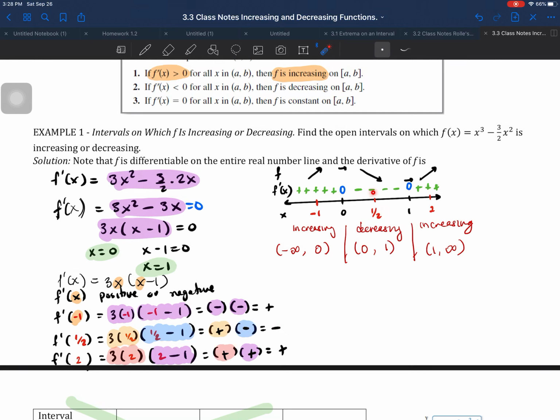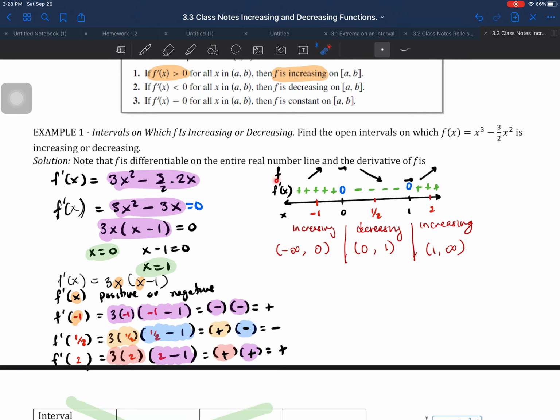So it's negative between here. And this 1/2 represents any number between 0 and 1, so we don't care which one you plug in. Every number you plug into the derivative here will always give you a negative number. And then we'll try positive 2 in the derivative: 3 times the positive 2 minus 1. This will give you a positive, this will give you a positive, and positive times positive gives you positive. So we already have the signs of the derivative.